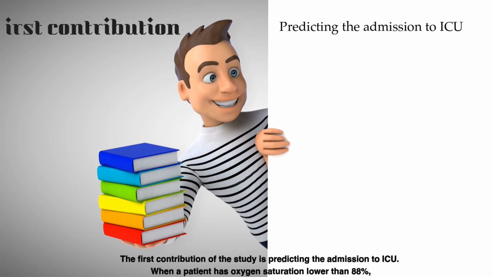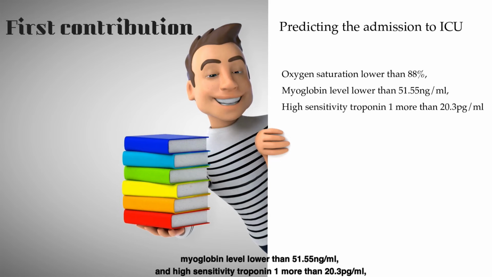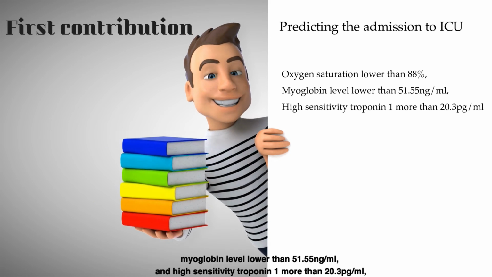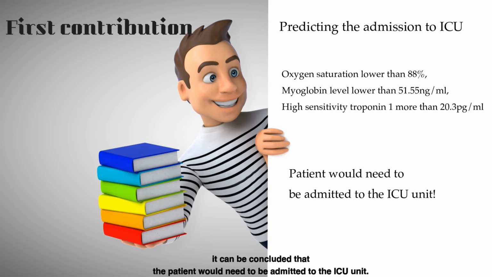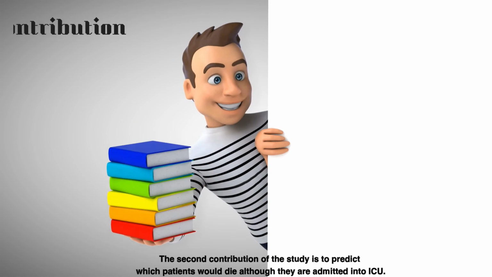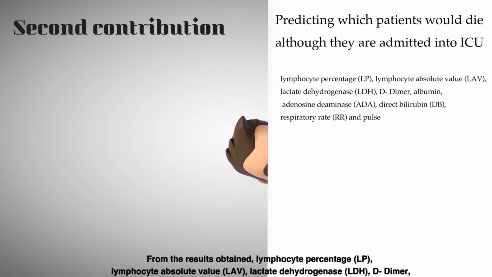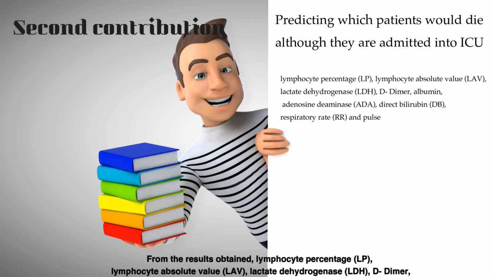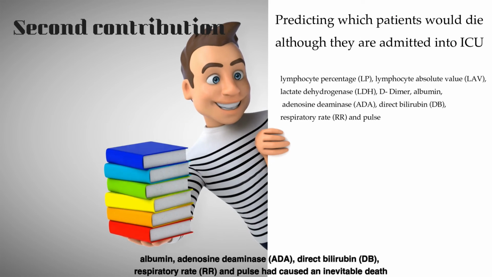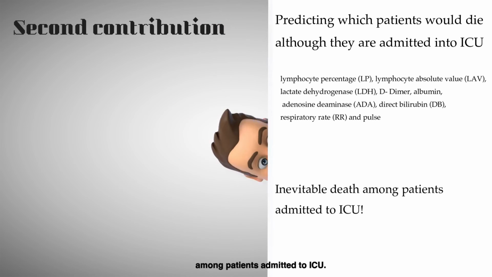The first contribution of the study is predicting the admission to ICU. When a patient has oxygen saturation lower than 88%, myoglobin level lower than 51.55 ng/ml, and high sensitivity troponin I more than 20.3 pg/ml, it can be concluded that the patient would need to be admitted to the ICU unit. The second contribution of the study is to predict which patient would die although they are admitted into ICU. From the result obtained, lymphocyte percentage, lymphocyte absolute value, lactate dehydrogenase, D-dimer, albumin, adenosine deaminase, direct bilirubin, respiratory rate, and pills had caused inevitable death among the patients admitted to ICU.